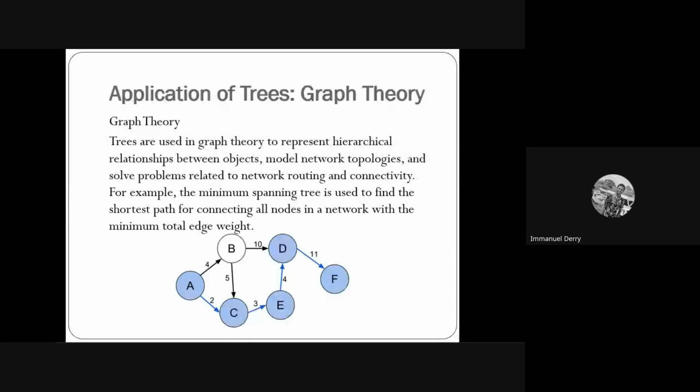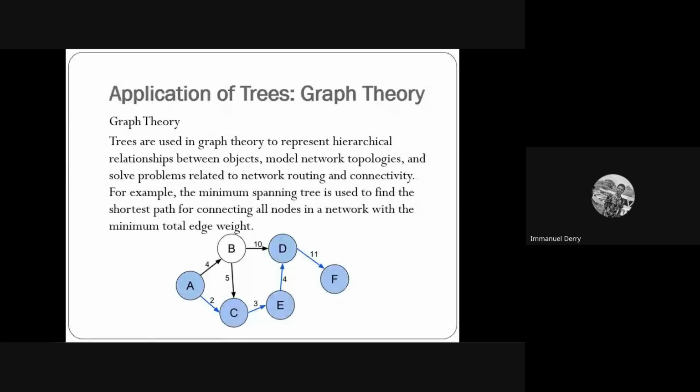So we'll talk about graphs later on, but for some applications of trees, we can equally talk about graph theory. So in trees, we can find some concept of graph theory to represent hierarchical relationships between objects, maybe network nodes, topologies, and solve other related problems in network routing and some connectivities. And one popular example is the minimum spanning tree, which is often used to find the shortest path for connecting nodes in a network with minimum total edges.